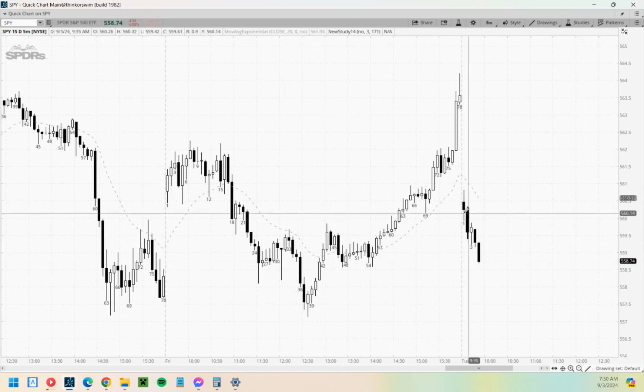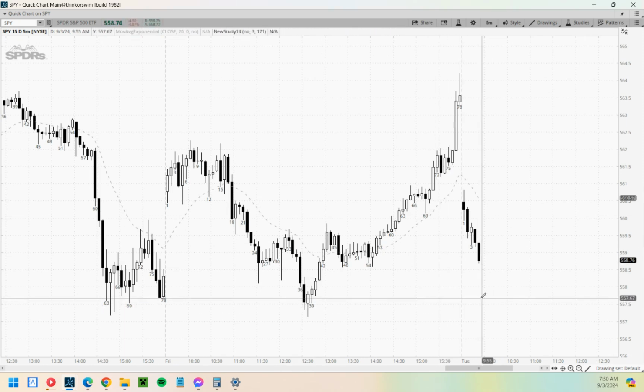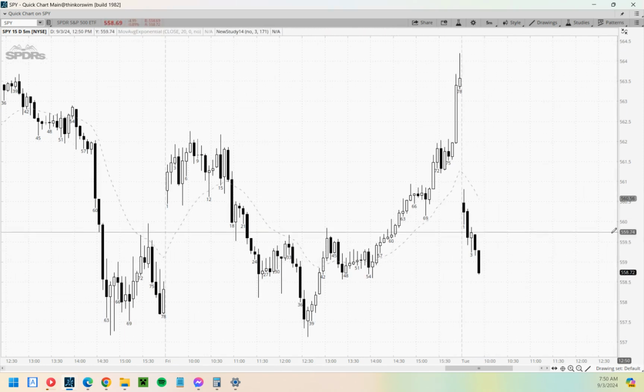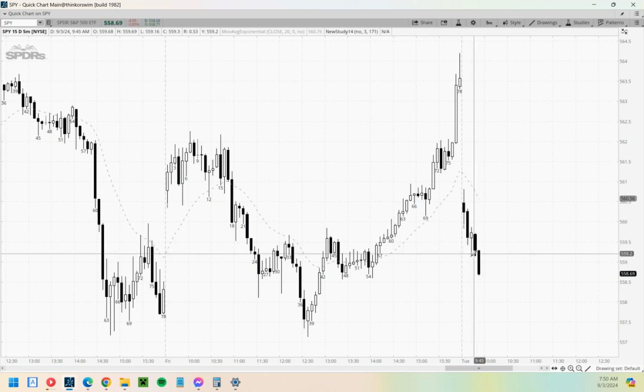So we might sell off. It's very possible, but I'm not really that interested in shorting here or here. None of that is really all that interesting to me.